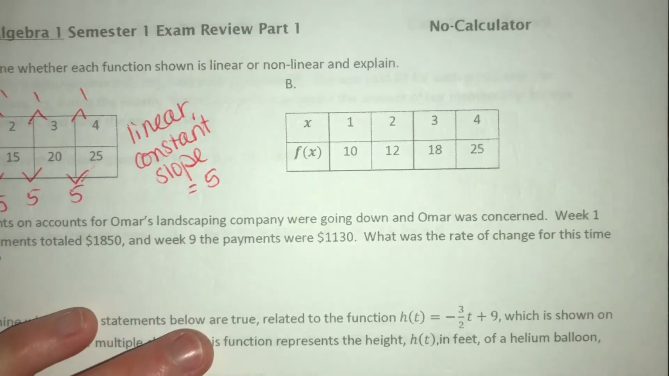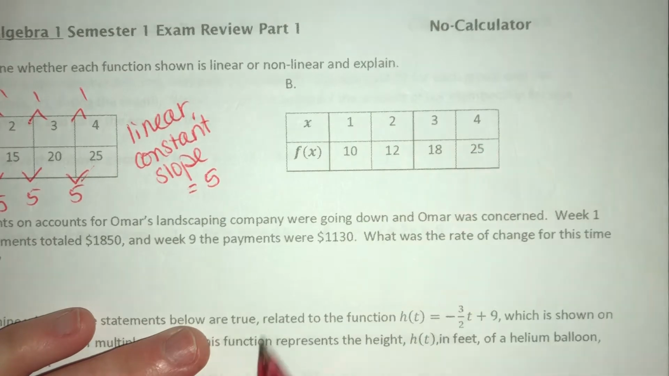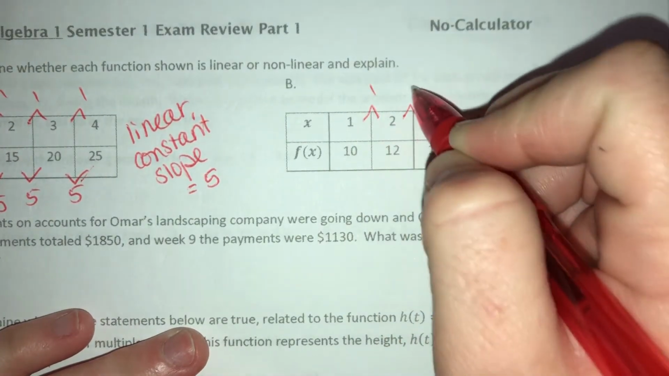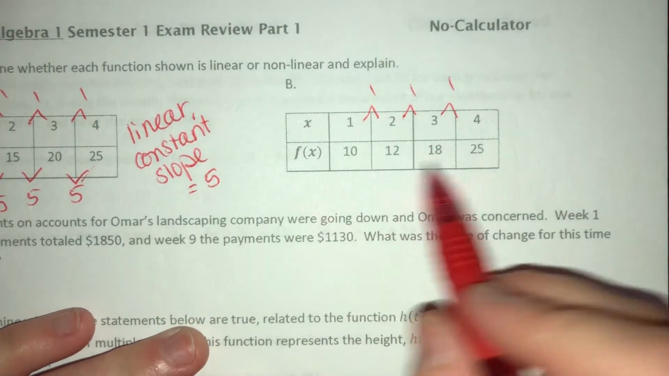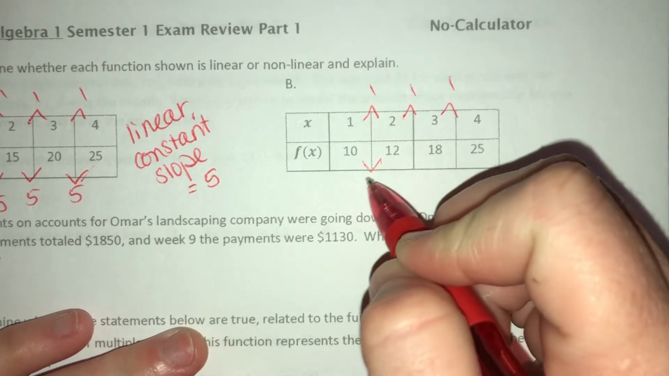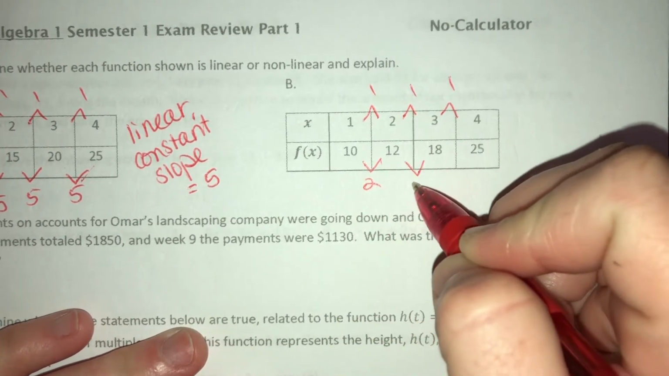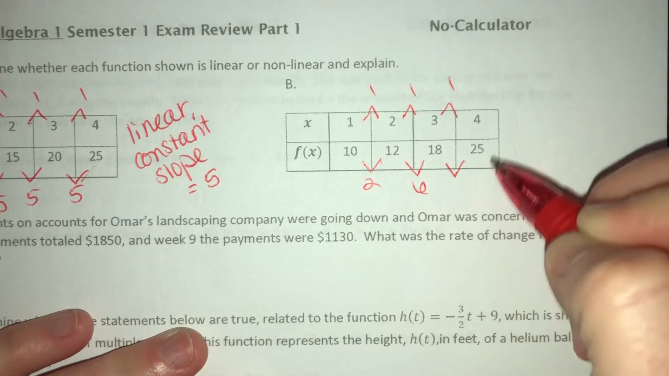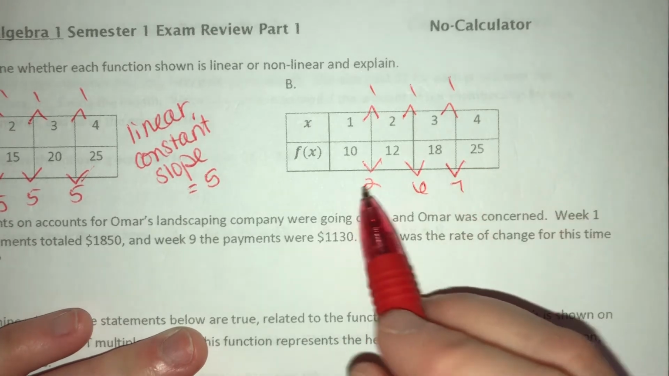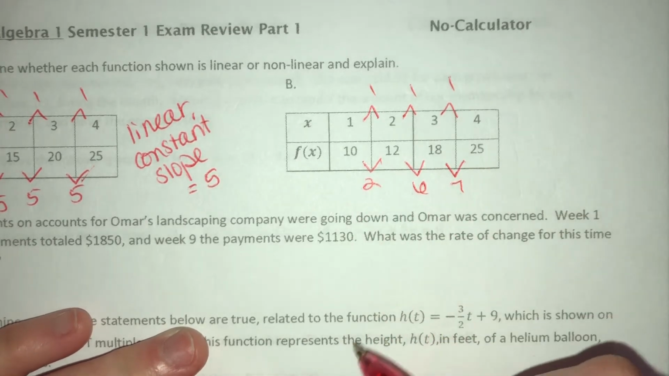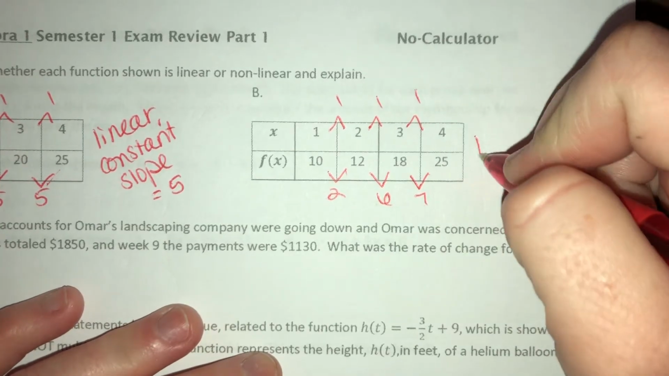Okay, B. X changes at the same rate, right? This went up 1, this went up 1, this went up 1. What about the bottom? Well, from 10 to 12, it went up 2. From 12 to 18, it went up 6. From 18 to 25, it went up 7. So is that changing at the same rate? No. So this is not a linear equation.